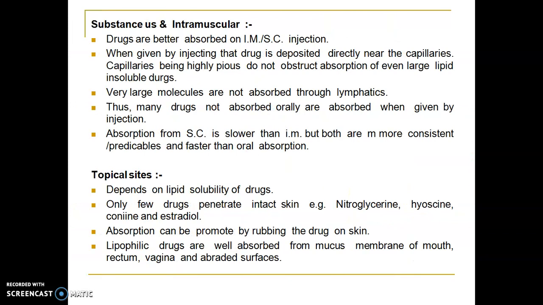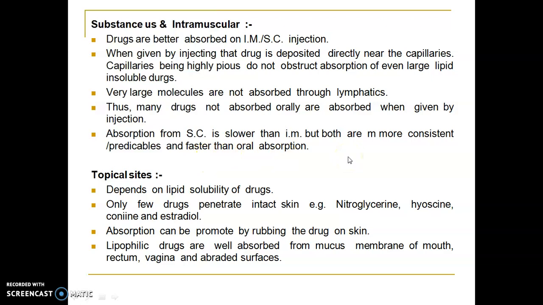So another route is subcutaneous and intramuscular. Both these are very important routes because the drugs are better absorbed on intramuscular and subcutaneous injection. When the drugs are given by injection, they are deposited near the capillaries, and capillaries being highly porous, they do not obstruct the absorption. Large molecules are not absorbed through lymphatics. There are many drugs which are not absorbed orally, and they can be given by injection route. Absorption from subcutaneous is slower than intramuscular, but both are more consistent, predictable and faster than oral absorption.